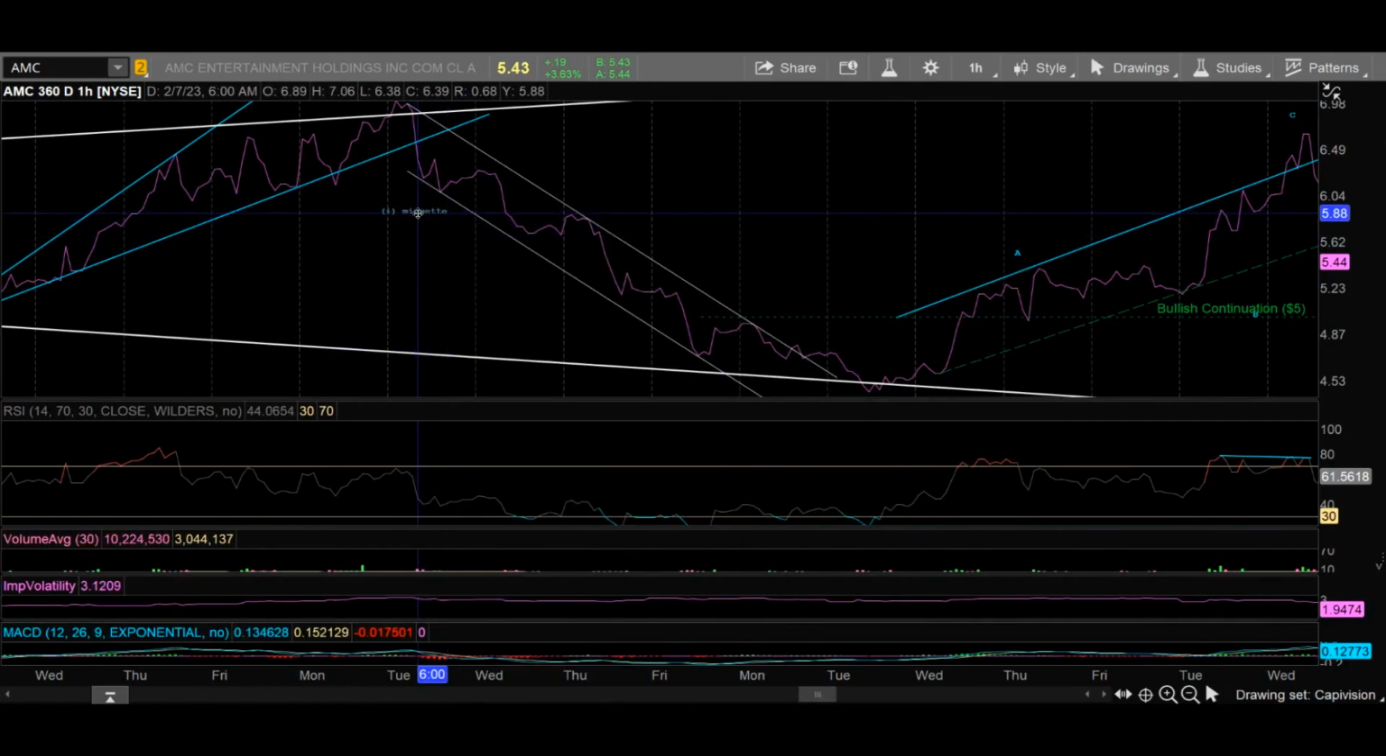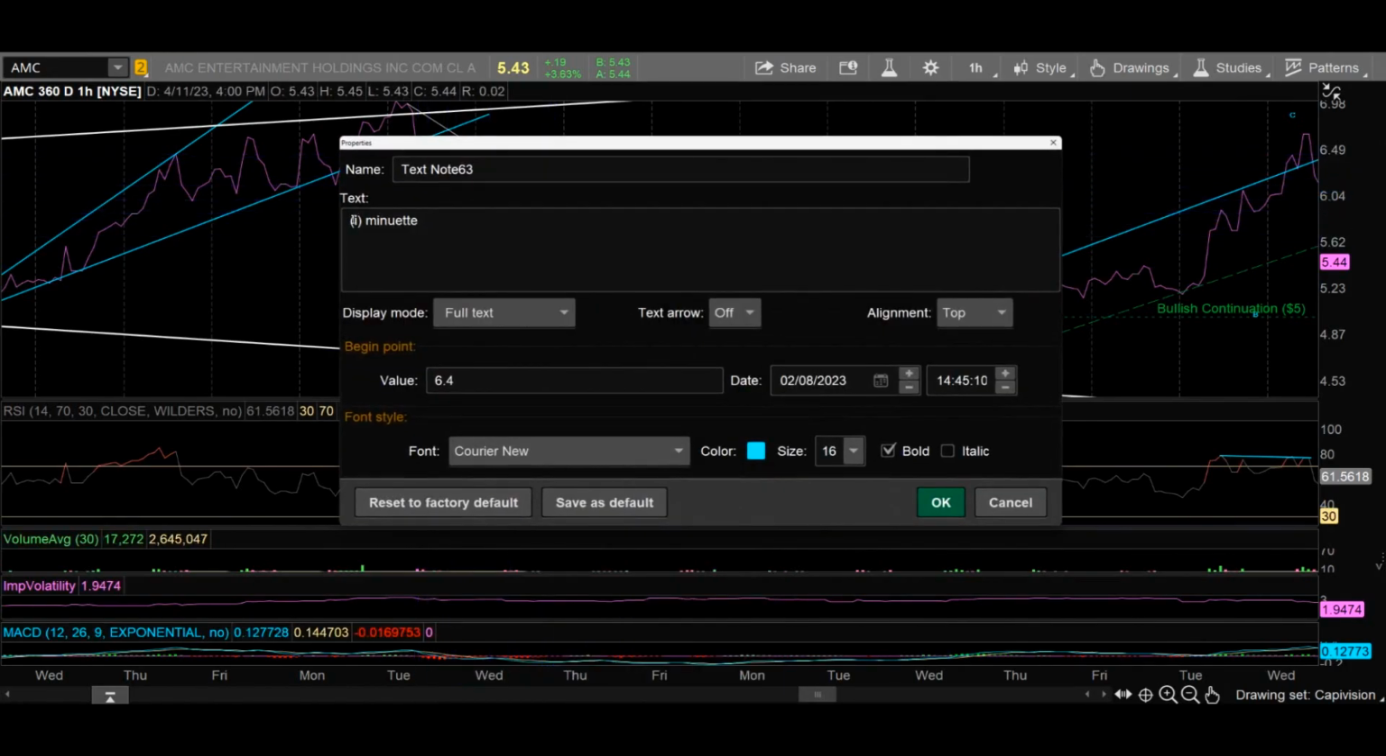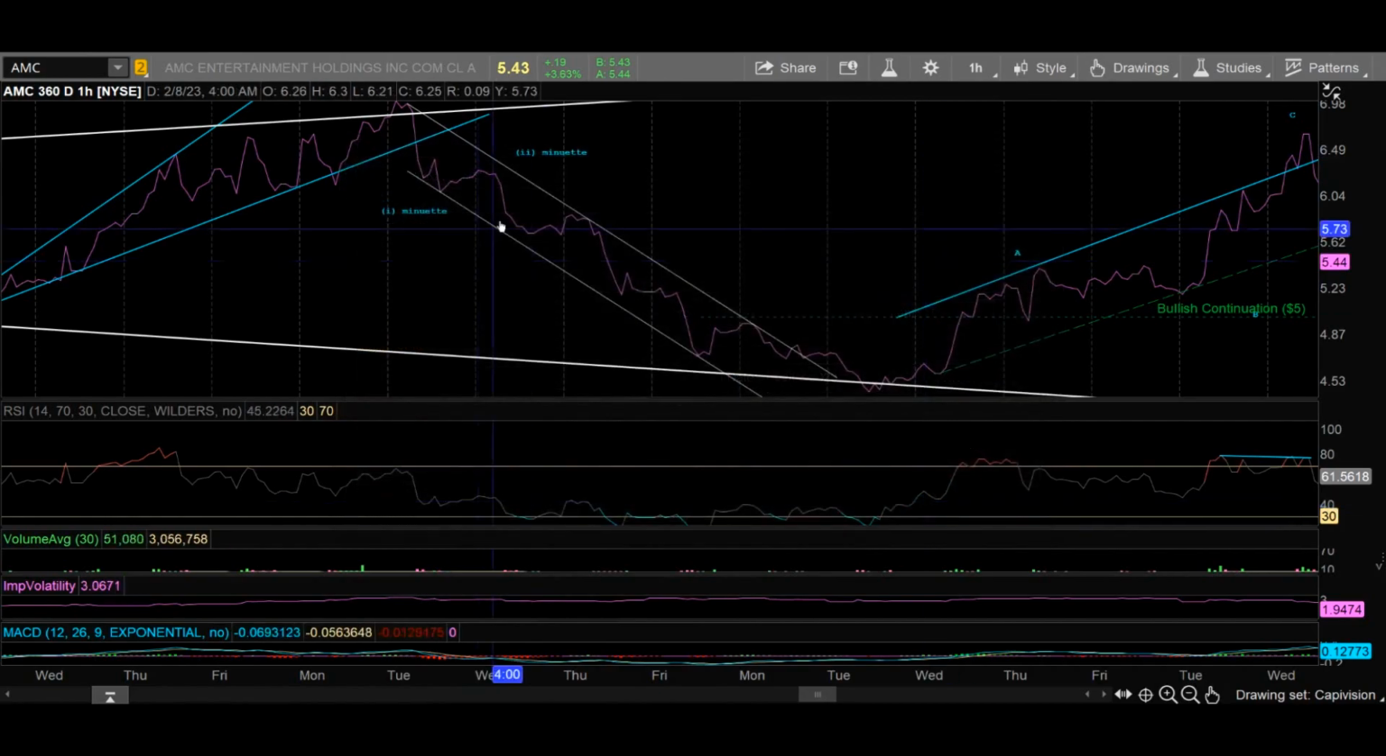Sometimes it's hard with just the numbers. I'm going to go ahead and just put some notations down: 1, 2, minuet, 2, minuet. And when we start that fractaling, start counting those 5 waves inside of that 3-wave. You following me? We're going to go down a degree in Elliott wave.